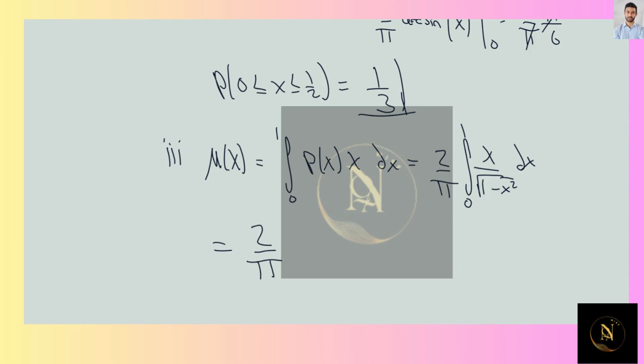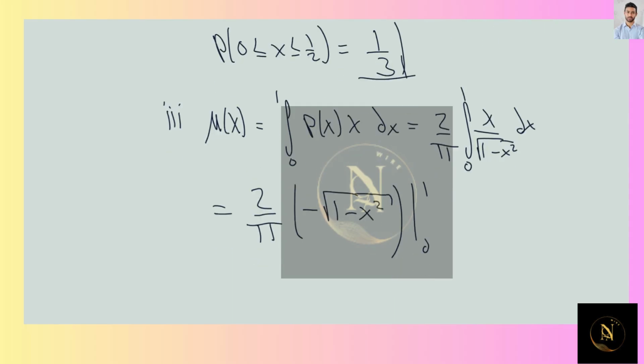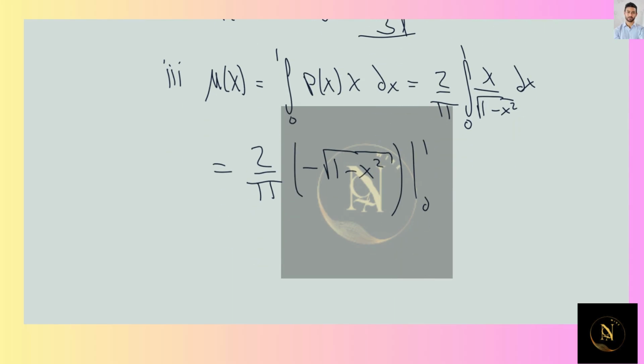The result for this integration is going to be equal to minus the square root of 1 minus x squared evaluated from 0 to 1. So this is going to be 2 over pi. At 1, this is going to be equal to minus 0. And at 0, this is going to be minus 1. So directly 2 over pi. And this would be the mean value.